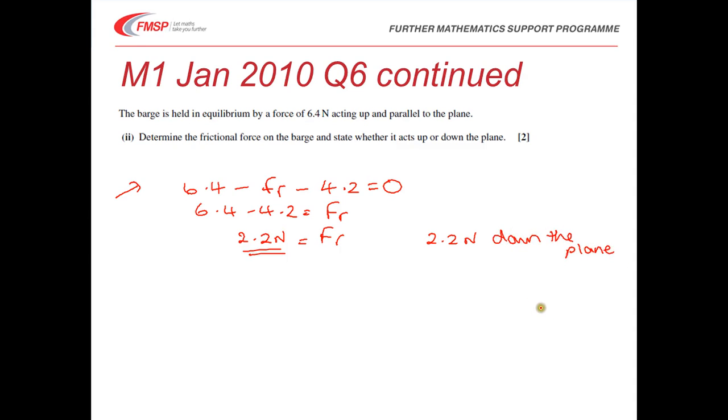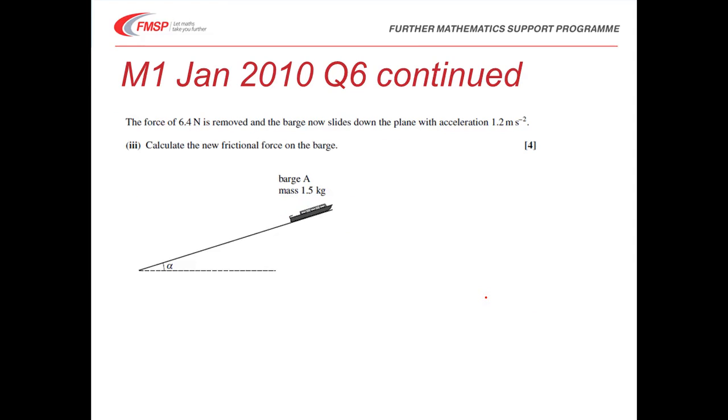And in fact, in the mark scheme, you got a method mark for resolving. But to get the accuracy mark, you had to say also a direction. So if you only got 2.2, you would only get 1 mark unless you stated the direction as well. Okay, moving on to the next part of the question.